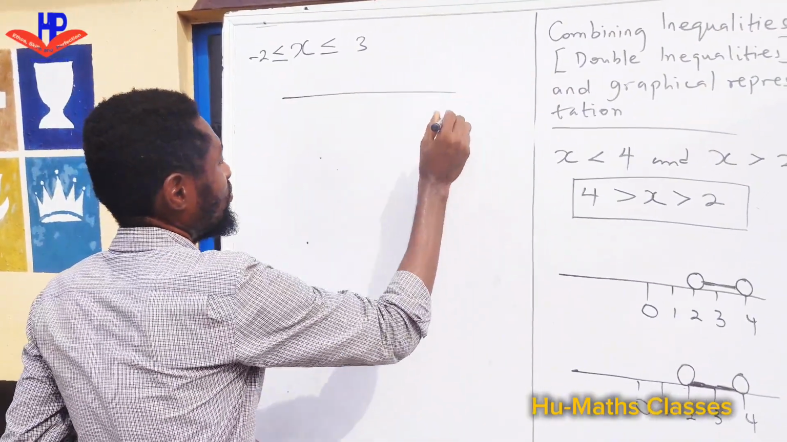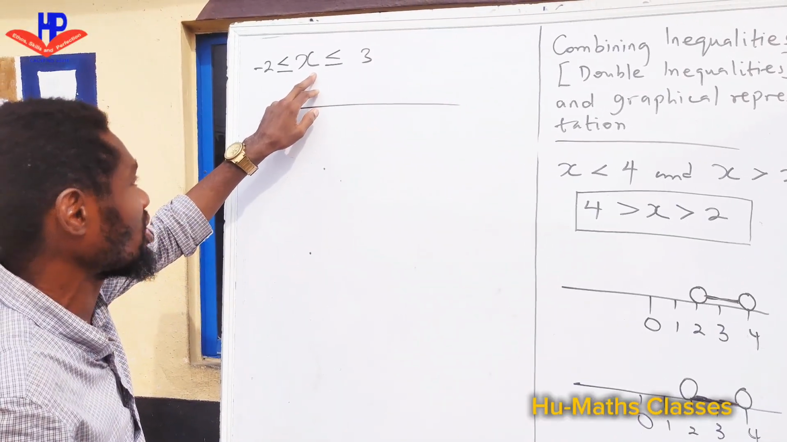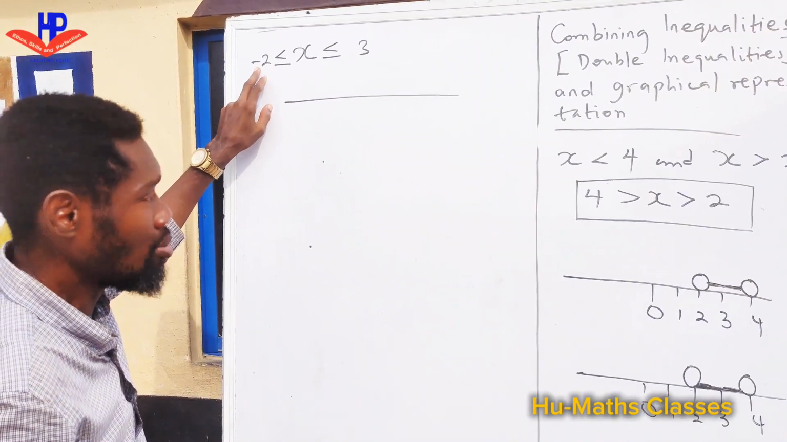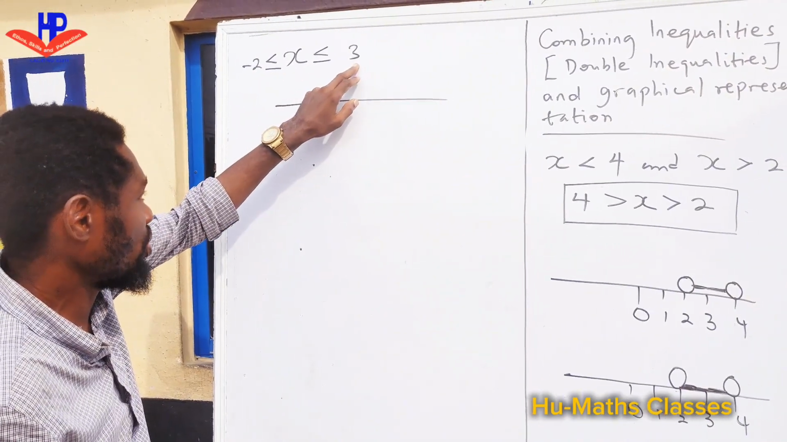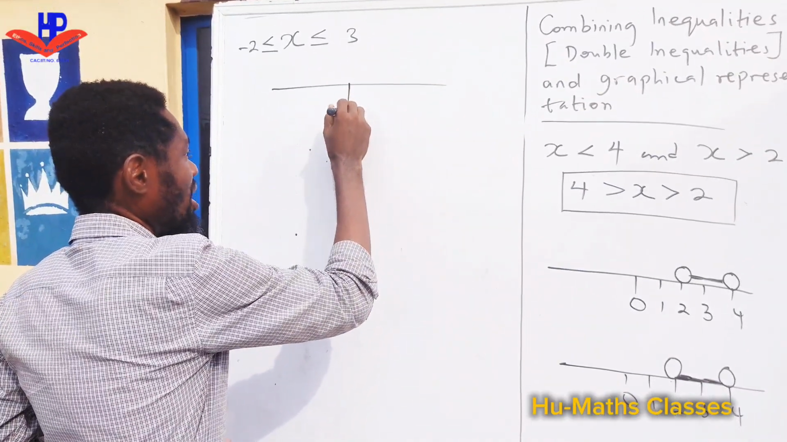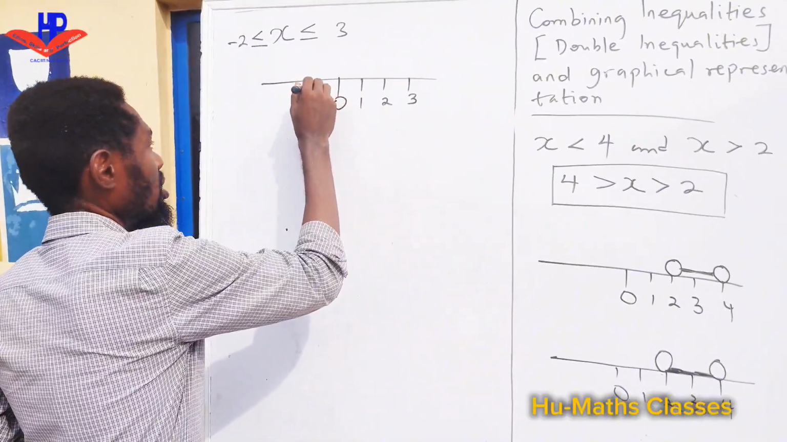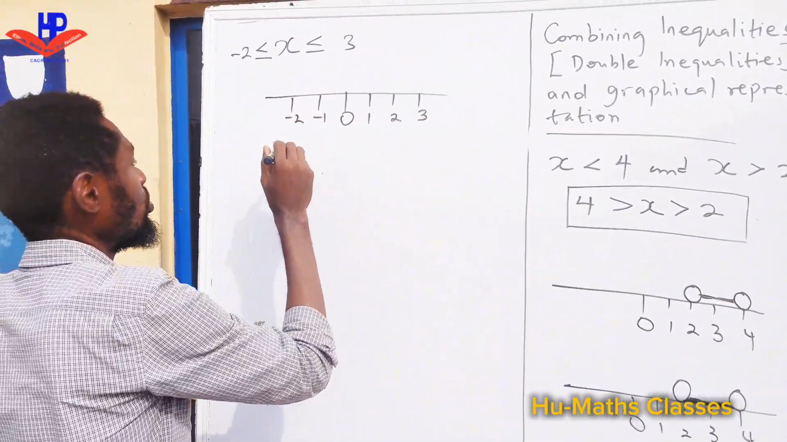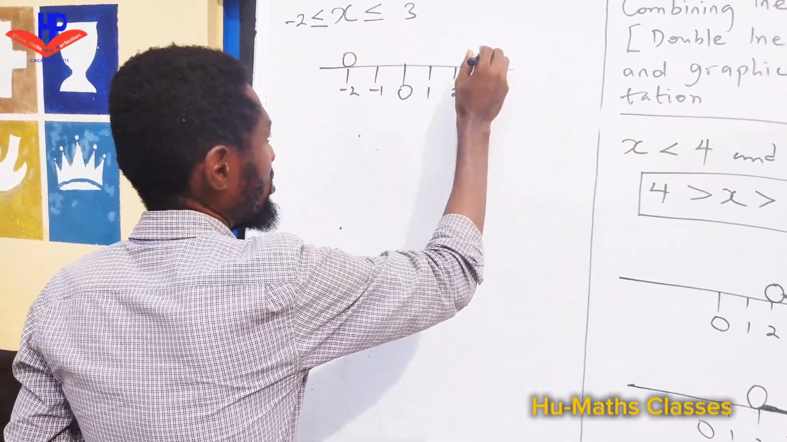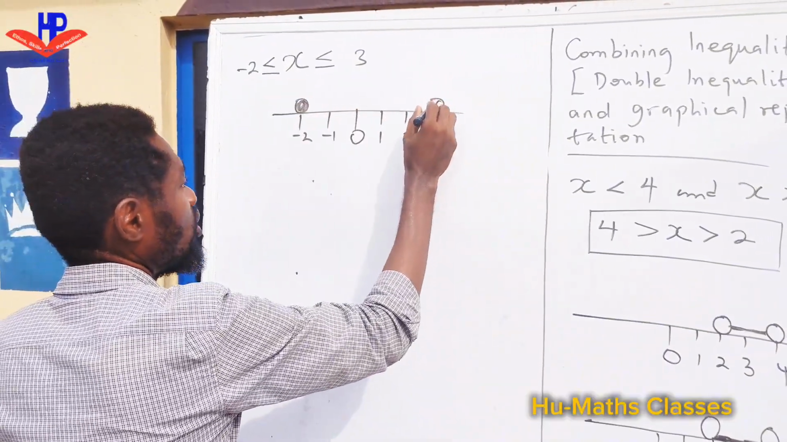Draw a line. First, you must understand that this inequality is inclusive on both sides. It is inclusive here and also inclusive here. So minus 2 is a member of x and plus 3 is a member of x. So I'll need to draw my line and my numbers 0, 1, 2, 3, minus 1, minus 2. Put your circle where we have minus 2, and your circle at 3. The circles will be shaded on both sides.